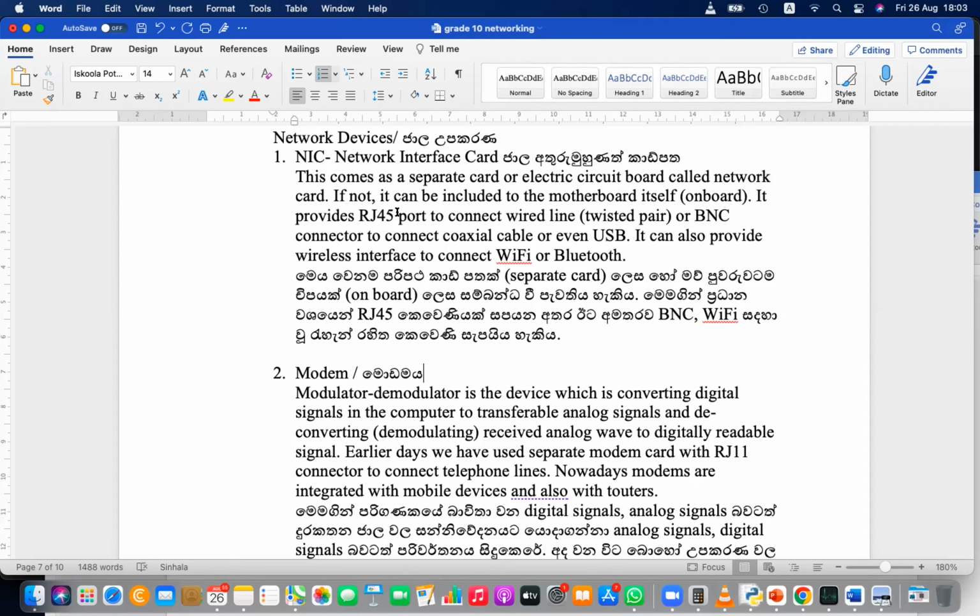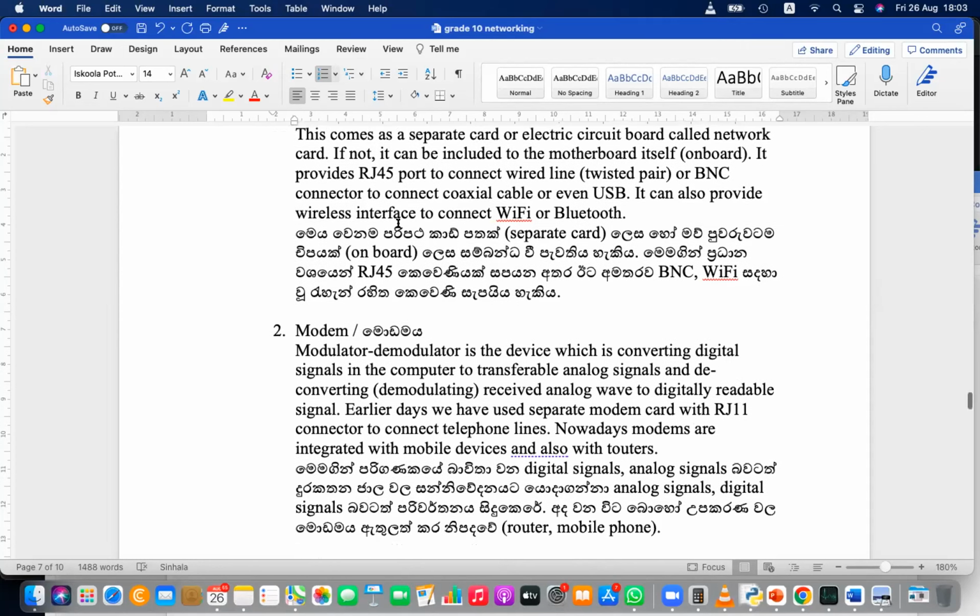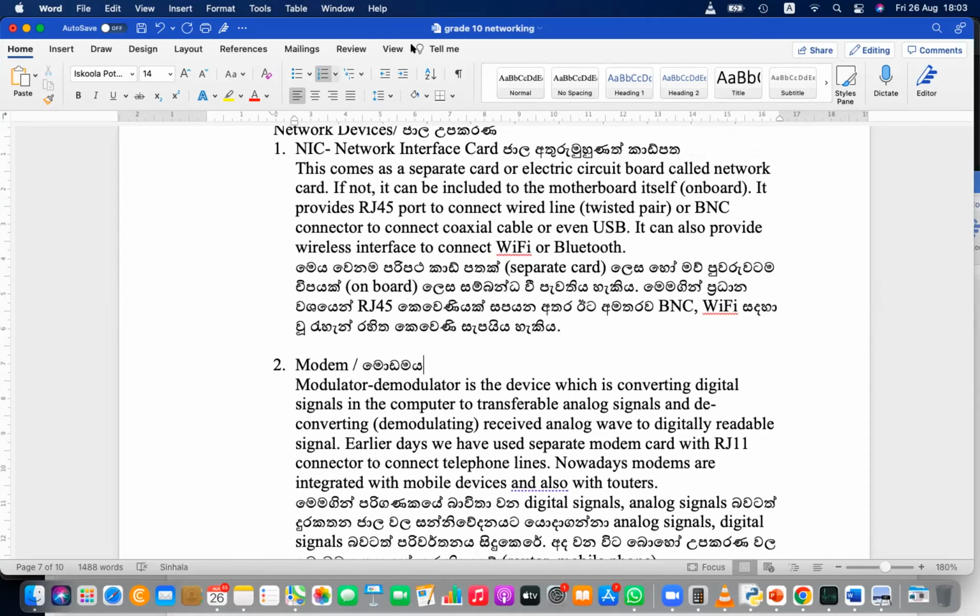Right. The next thing is the modem. Modem is also a very important device. Nowadays, it seems it's not very popular.